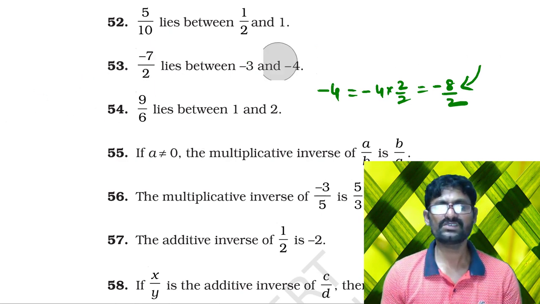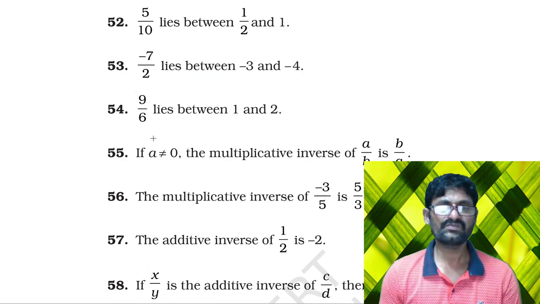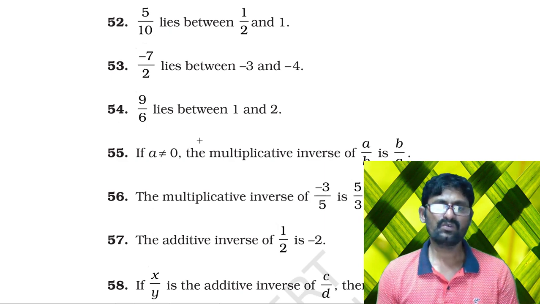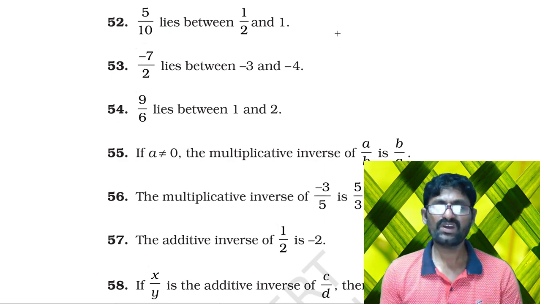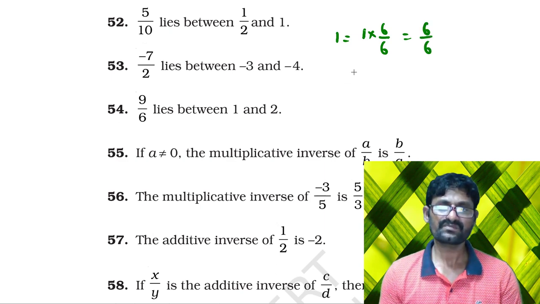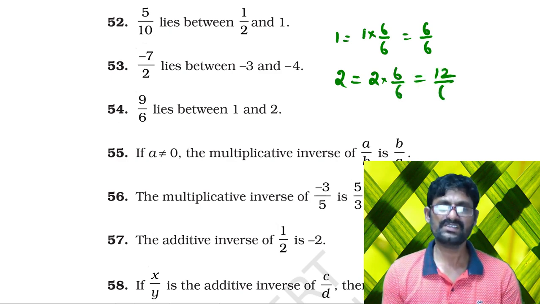Now let us go to next problem. That is 54th problem. 9 by 6 lies between 1 and 2. Now let us convert 1 and 2 as fractions which have 6 in their denominators. So 1 equals 1 times 6 by 6, which is equal to 6 by 6. 2 equals 2 times 6 by 6. This is equal to 12 by 6.